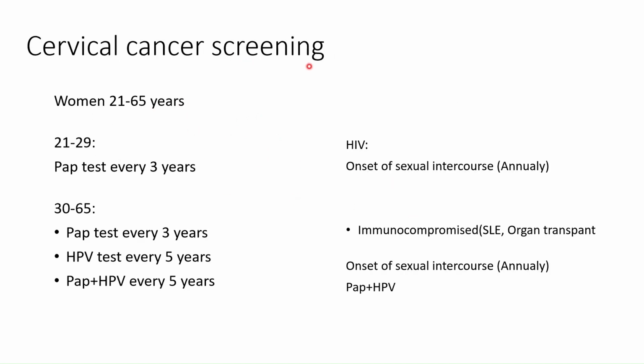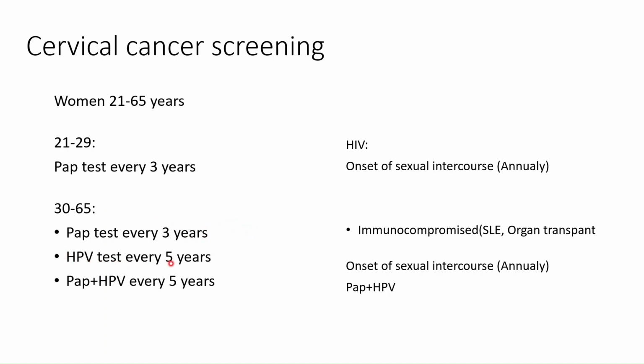Another one is cervical cancer screening. In this, we start from 21 to 65 years of age. If the patient is 21 to 29, start with the Pap test, and we do it every 3 years. For 30 to 65 years of age, the Pap test is used, then every 3 years we have to repeat.